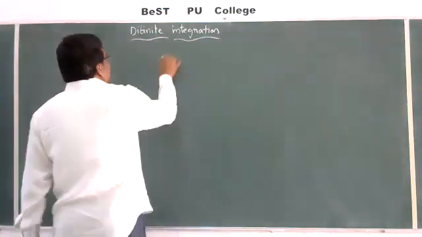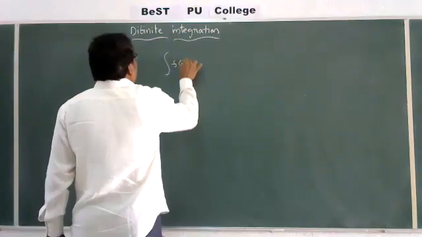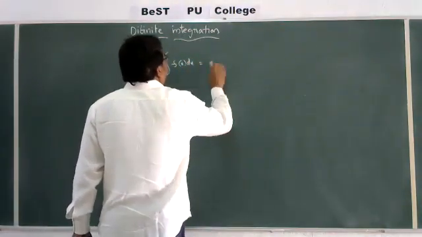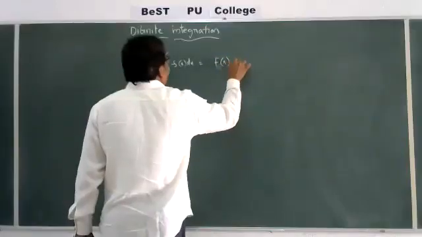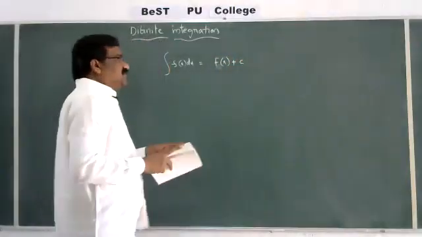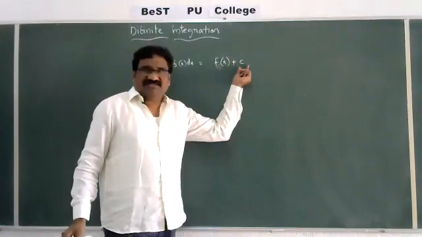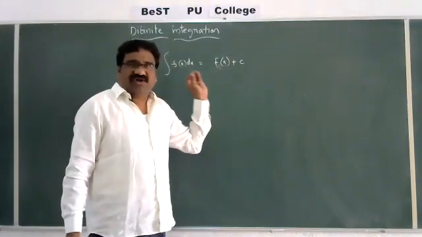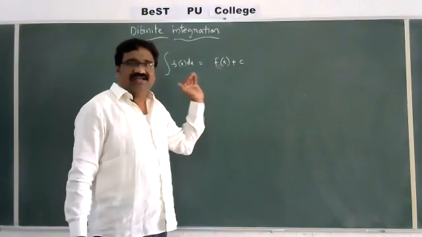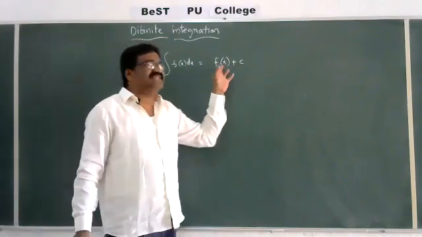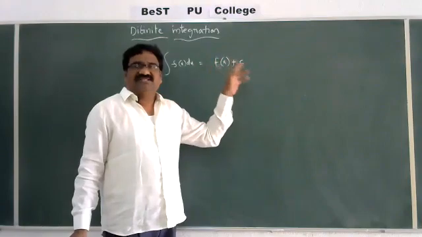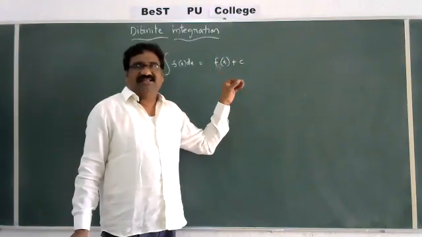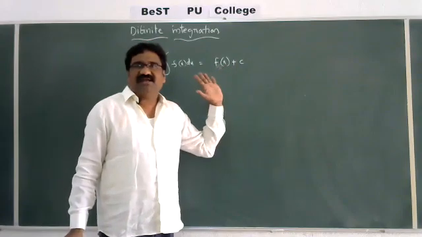In indefinite integrals, integral f of x dx is equal to capital F of x plus c. So c is the arbitrary constant. If a function is integrable, then the value you get is not a perfect value. That's why an arbitrary constant can be added.